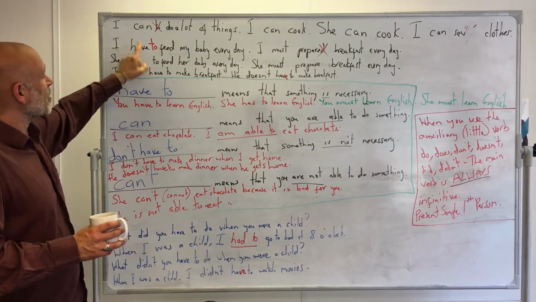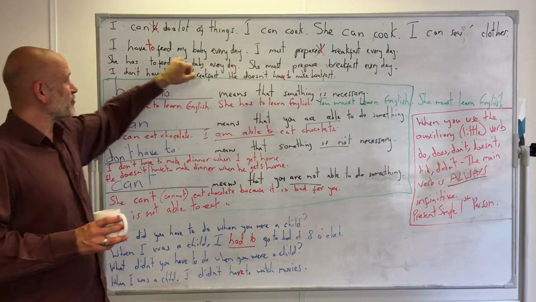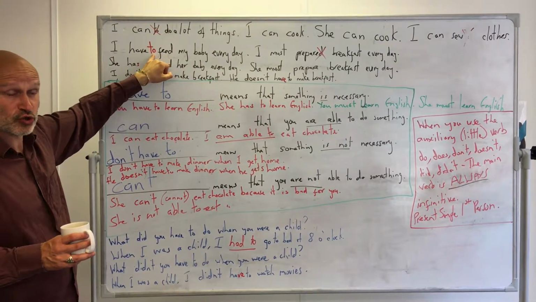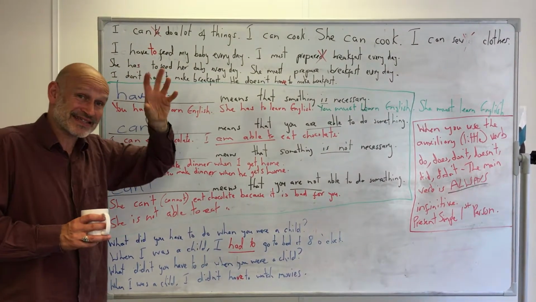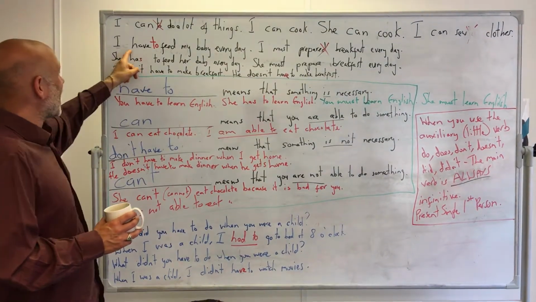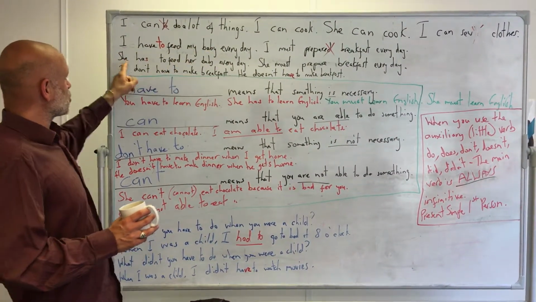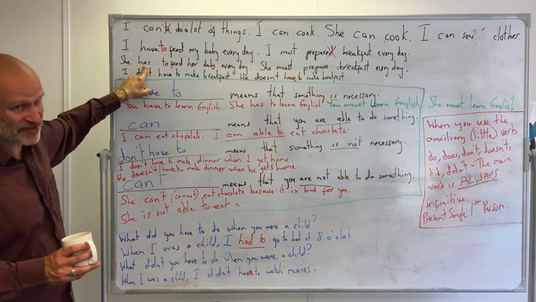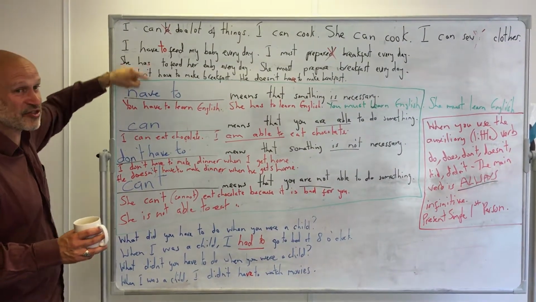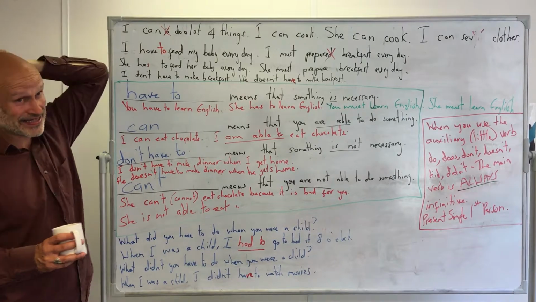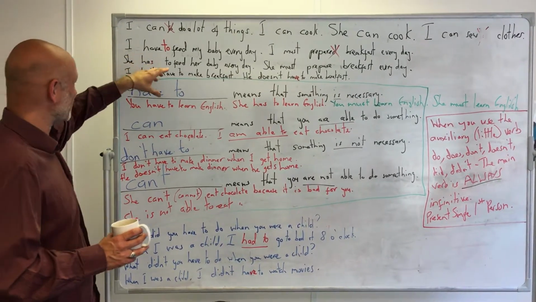I have to feed my baby every day. You have to use the word to, otherwise the word have has a different meaning. So I have to feed my baby every day. She has to feed her baby. You have to change it into the third person. She has to change it into the third person.